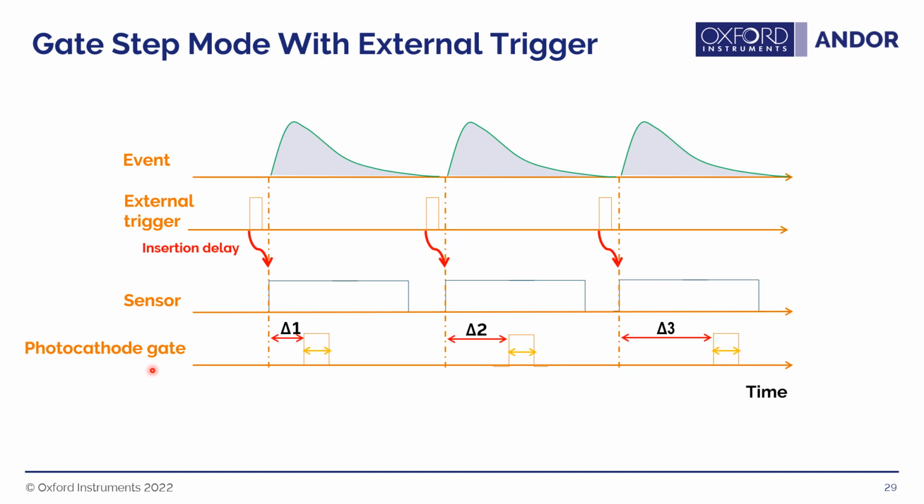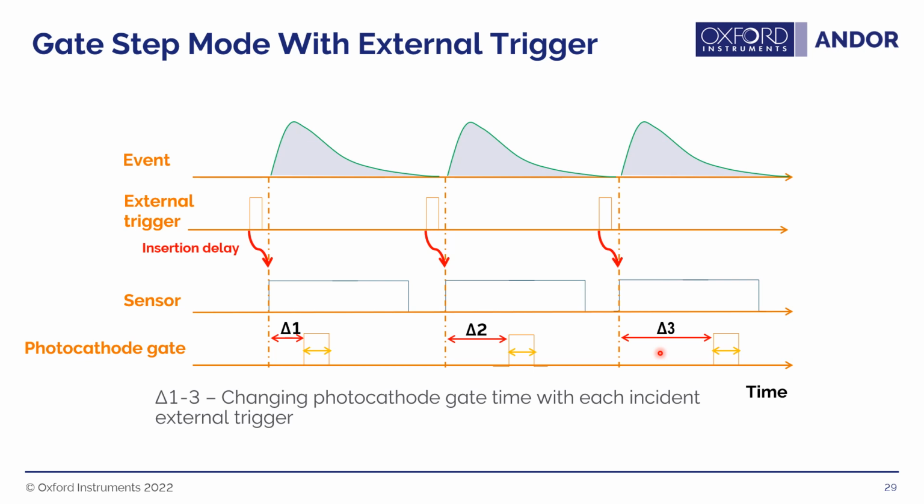And then to get your subsequent steps along your gate delay, you can see the photocathode gate, there's more and more of a delay for each iteration of each scan in this gate step mode. And so you can see what happens when you move that gate to later and later delays with each shot: you're actually sampling a later time in the phenomenon each time it recurs.